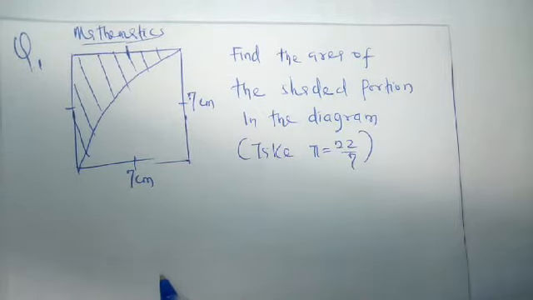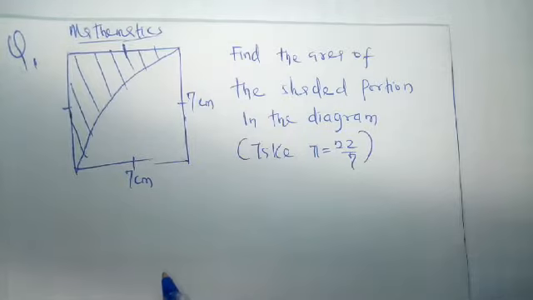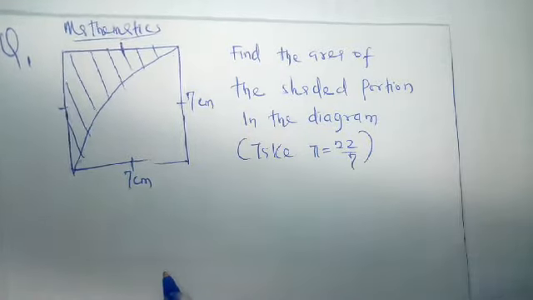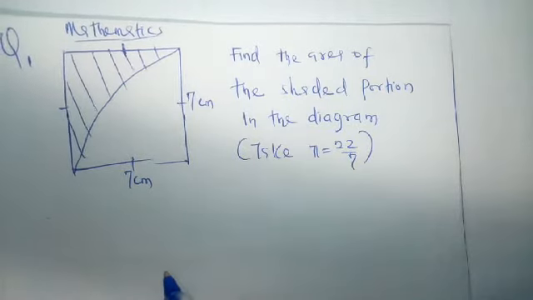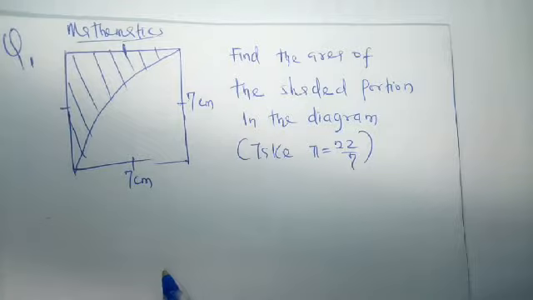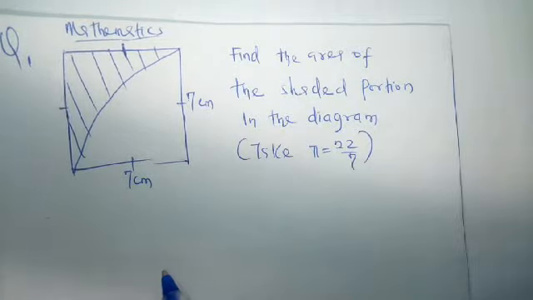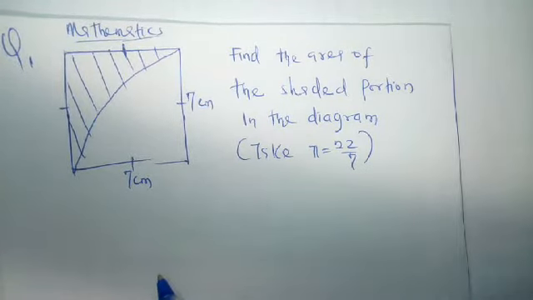Alright, today we are going to be solving a mathematical problem, and that problem is this. You can see the shape, a square and a sector, and the question says we should find the area of the shaded portion in the diagram. Take pi as 22/7. Now take a quick pause and see if you can attempt this question.